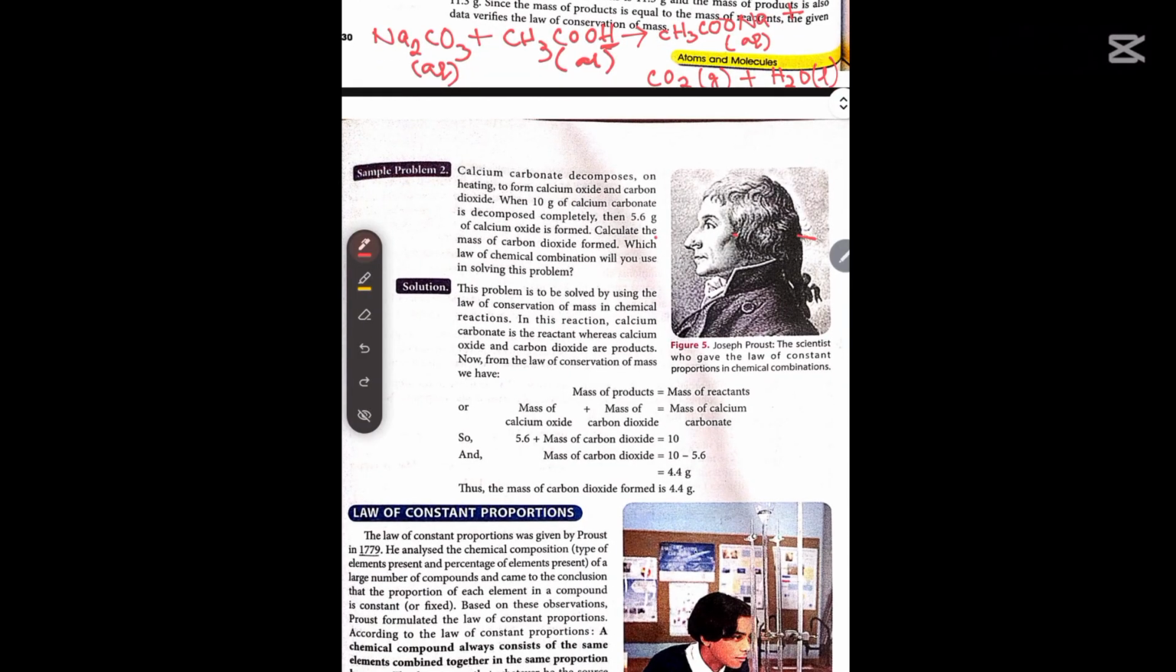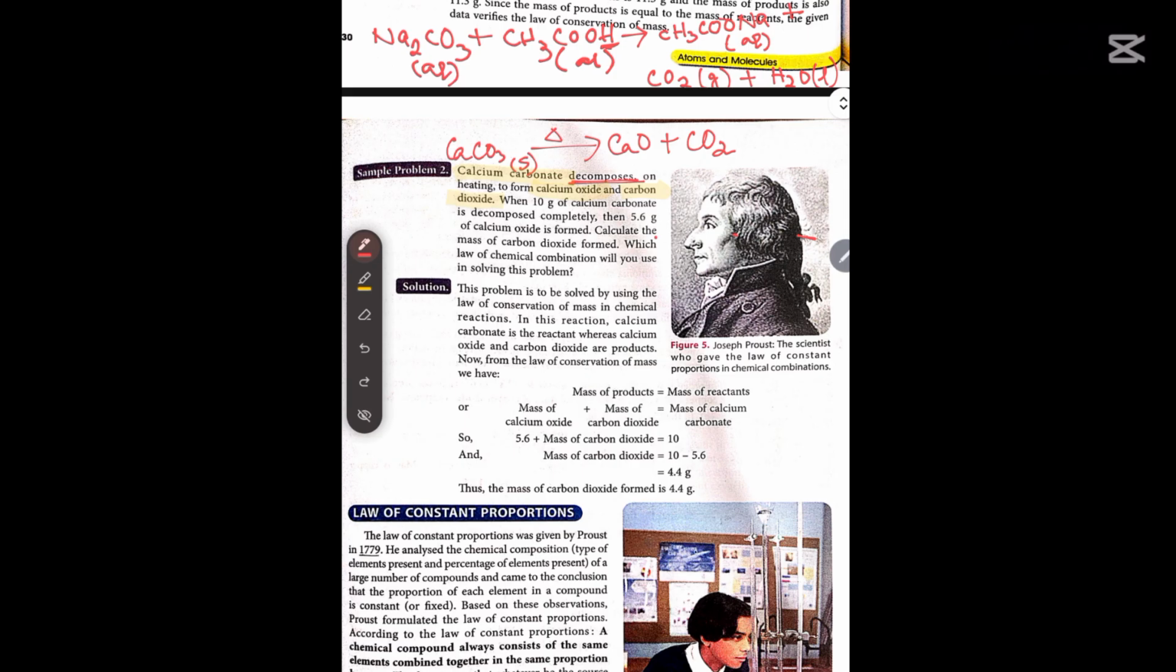The next example: calcium carbonate decomposes on heating. You have just seen this, right? Calcium carbonate is a solid, you know. When you heat it, it decomposes, meaning it breaks down to form calcium oxide. So what is your reactant? Calcium carbonate is your reactant. What is your product? Calcium oxide and carbon dioxide, CaO and CO2, they are your products.